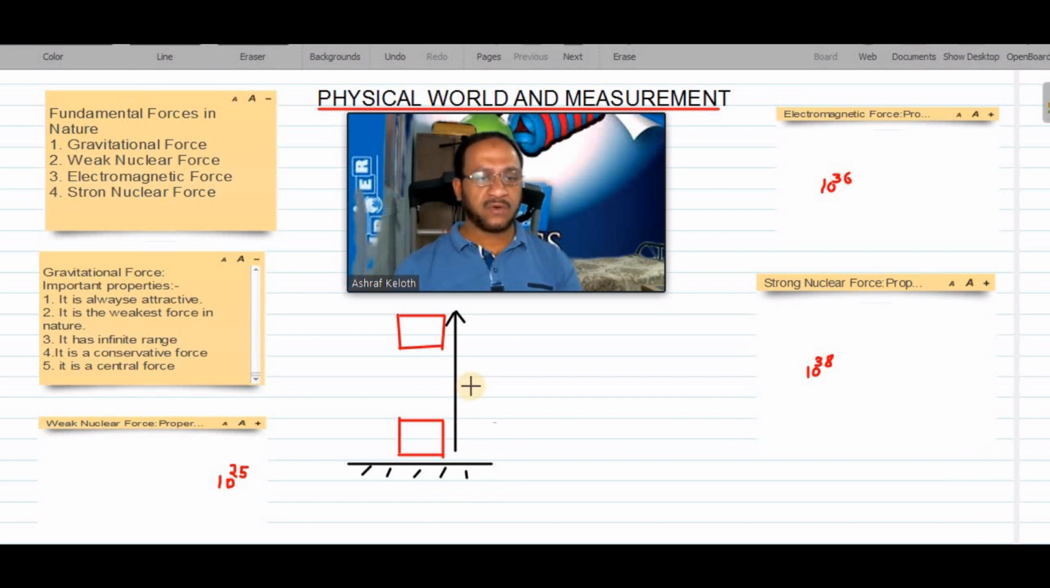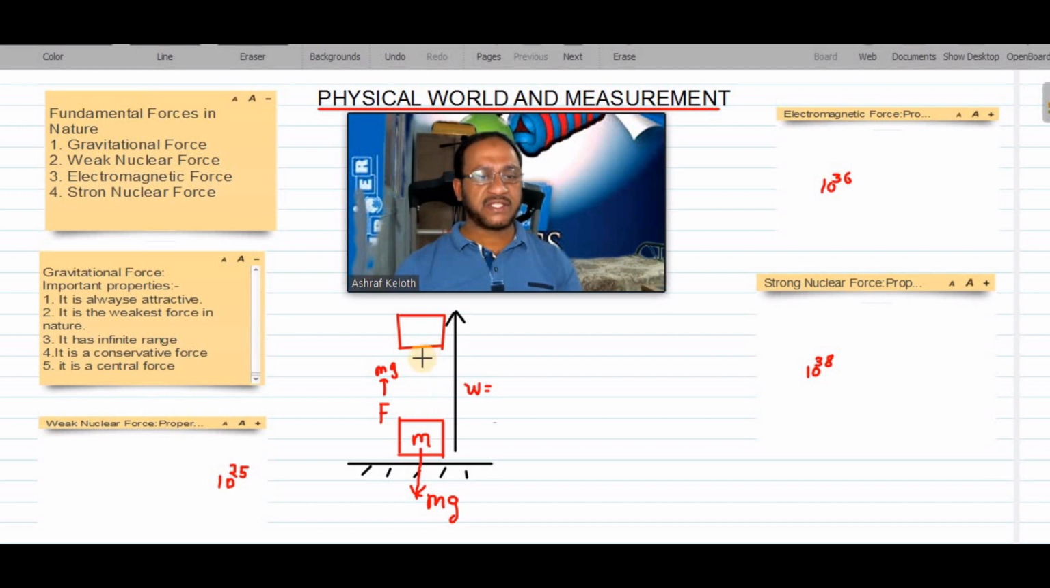The work done, you studied in 9th standard, W is equal to force. Force will be equal to the weight applied. The weight of this wooden block, if m is the mass, will be acting downward. The weight will be mg. So if you want to lift it upward, you have to apply a force in the upward direction that is equal to mg. So F is equal to mg is the force applied in the upward direction.